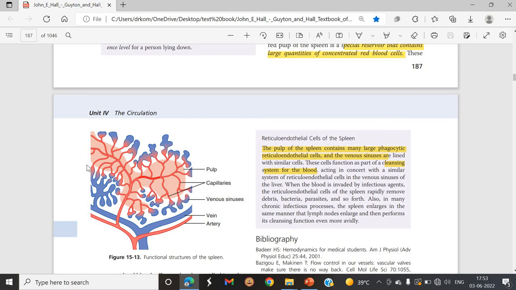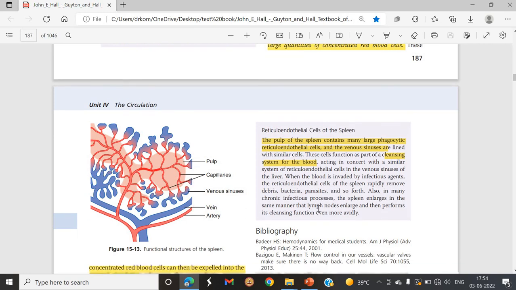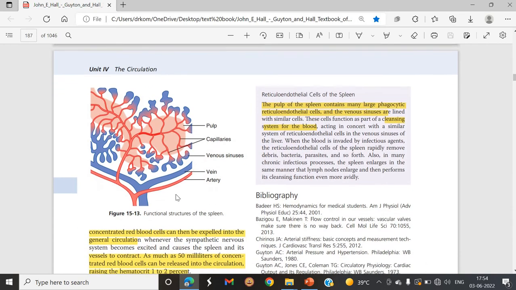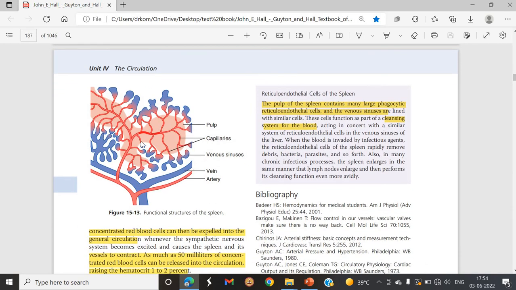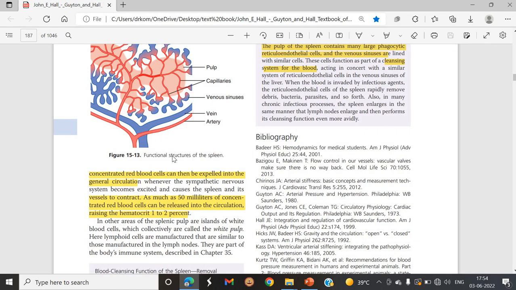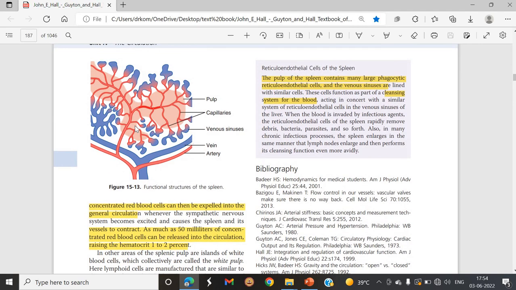How do they protect? Because this area is extensively full of macrophages, the phagocytes. They protect our blood from bacteria, other parasites, and debris. So this is a protective function of the spleen, thanks to its extensive venous system, venous sinuses, and the trabecula. Also, because of this venous system, the spleen, the liver and lung.